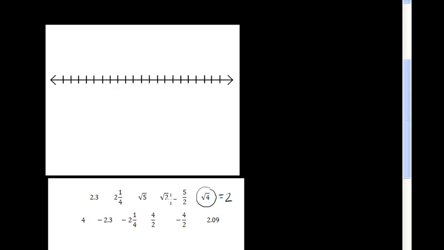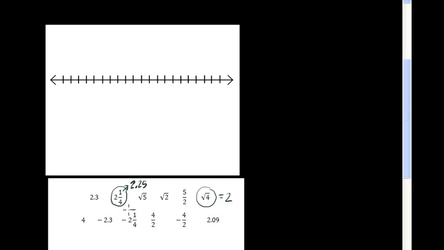And what else do we have? Well, as I scan through here, 2 and a fourth, I'm going to write that as a decimal because I have so many numbers here as decimals, I want to keep them in that form. So 2 and a fourth is 2.25, right? 1/4 is 0.25, or 25 out of 100, or 1/4.